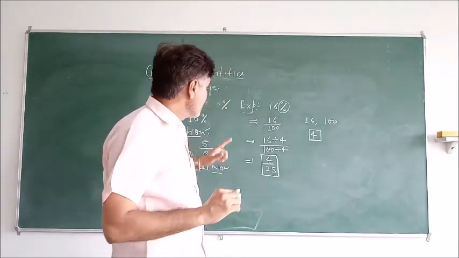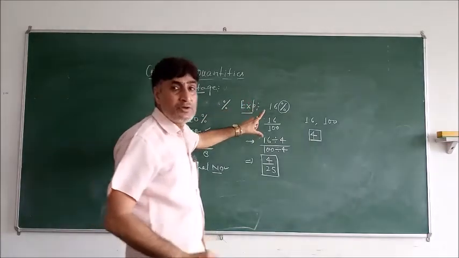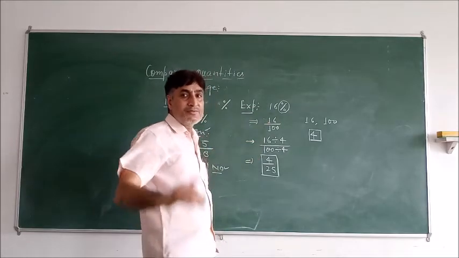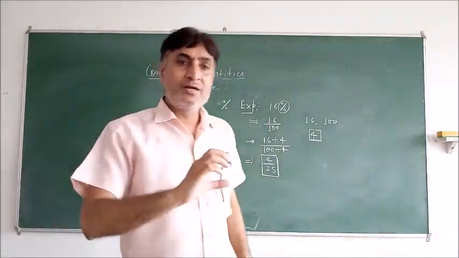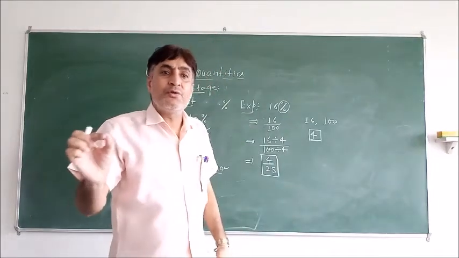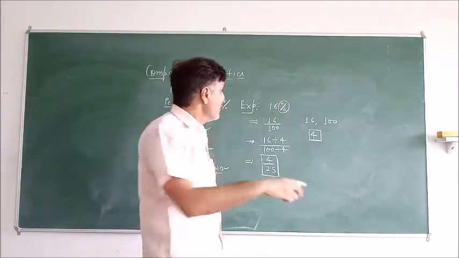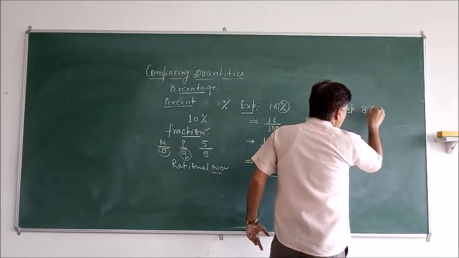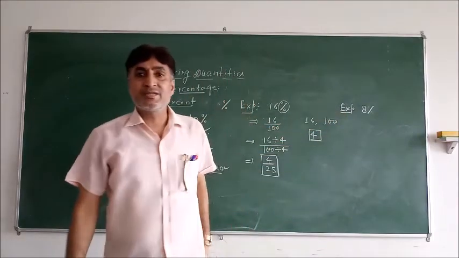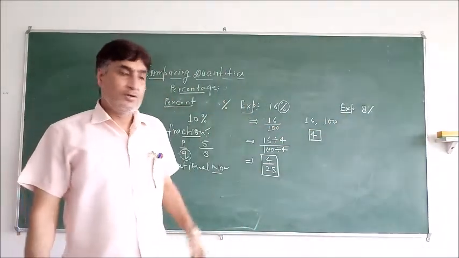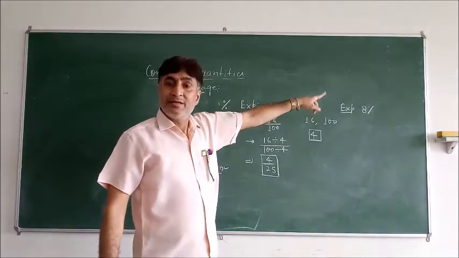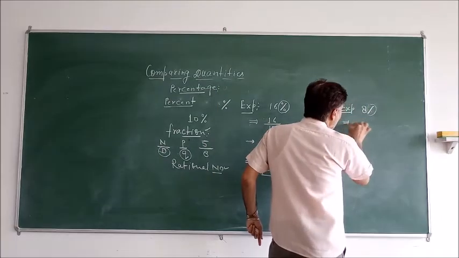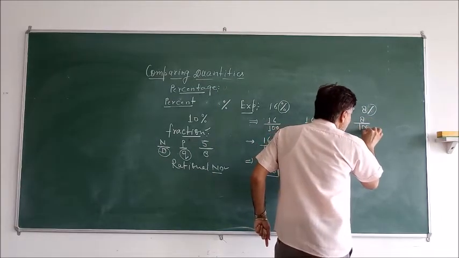Okay students, so that is the process of converting a number which is in percentage form to fractional form. Now we come to the next point: how we can convert a number from percentage form to decimal form. For this purpose, let us take another example. Say 8%. Convert this 8% into decimal form. First of all, we convert this number into fractional form. Remove the sign of percentage and put 100 in the denominator of 8.